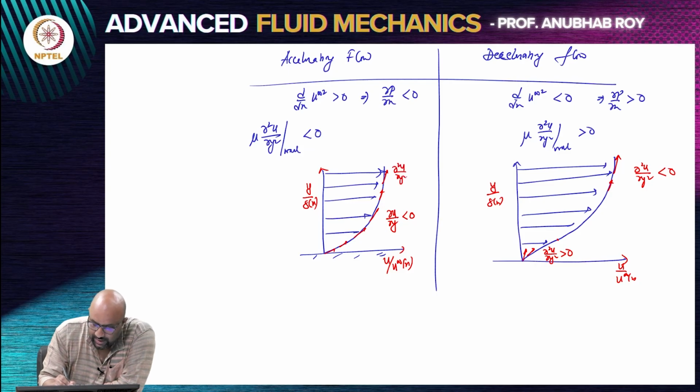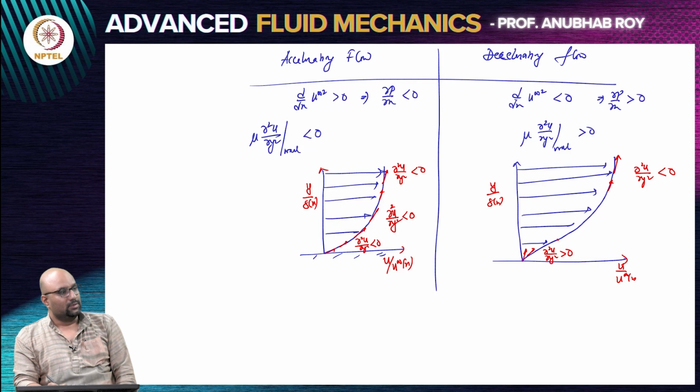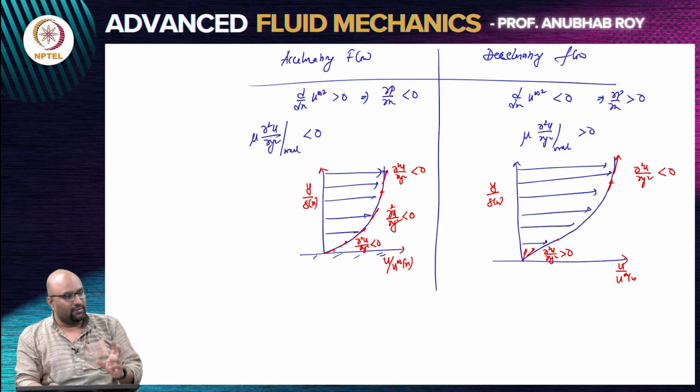Whereas here, ∂²u/∂y² is negative everywhere. The shear stress will always be positive, but the curvature is going to be negative in the accelerating flow throughout the boundary layer, whereas in the decelerating flow, the curvature is switching sign.